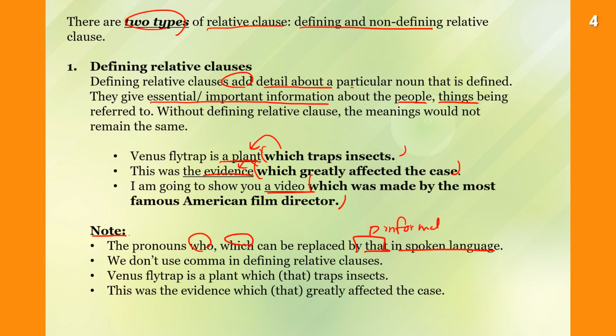Informal. We don't use comma in defining relative clause. Venus flytrap is a plant which traps insects. This was the evidence which greatly affected the case. So pay attention to the second note. We don't use comma in defining relative clauses.